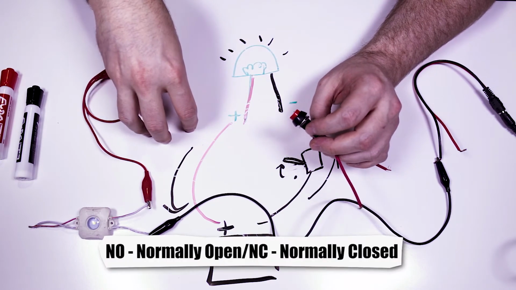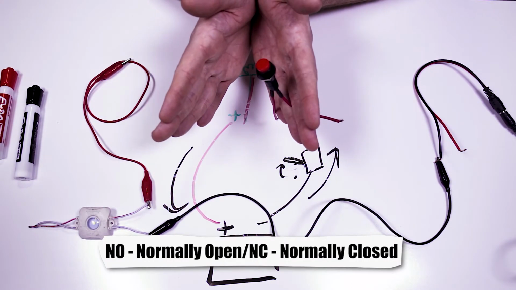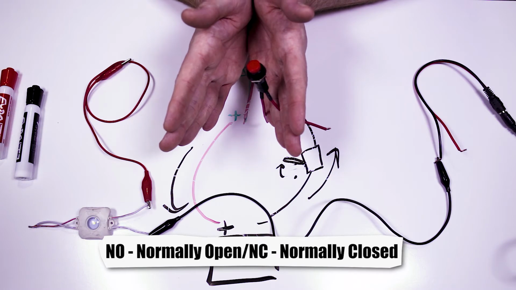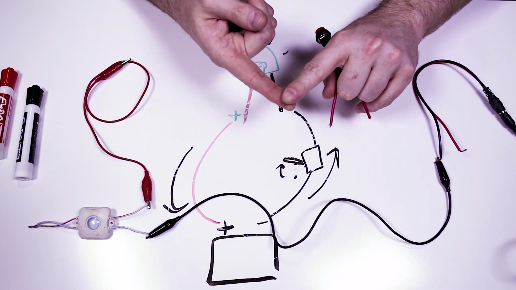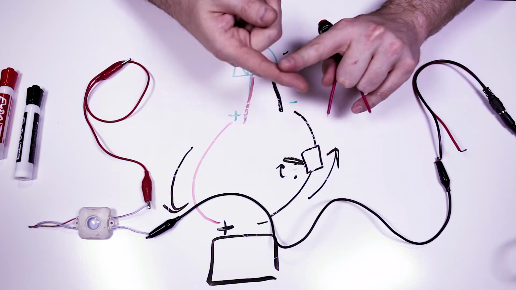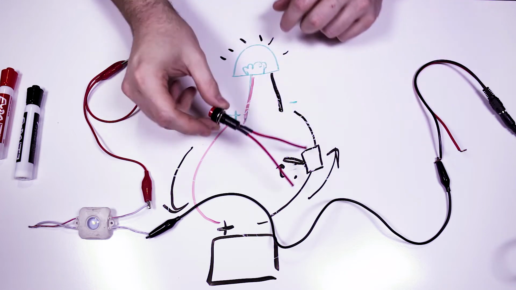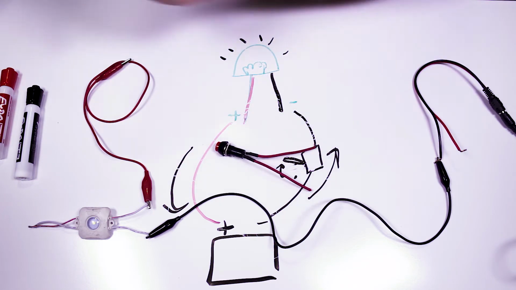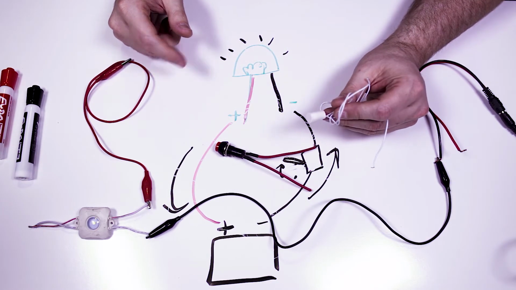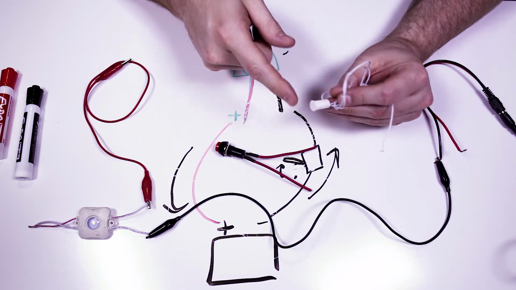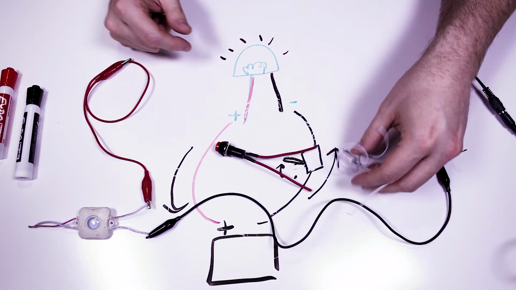NO means normally open, which means the circuit is open and no electricity flows through. Then you have NC, which is normally closed, which means the contacts are touching until the switch is changed, and then it opens up. Anyway, so this is a normally open switch. Most reed switches are normally open as well. Not all of them. They actually sell normally closed as well, so make sure you know about that.